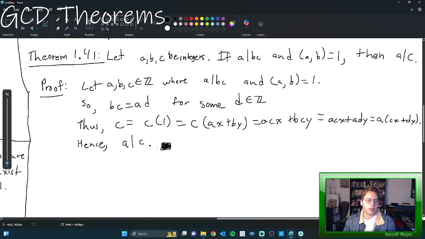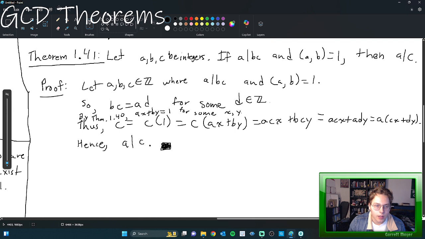So you can see already how useful this theorem is. Oh, I didn't write out that line. Sorry. By theorem 1.40, ax plus by equals 1 for some x, y.